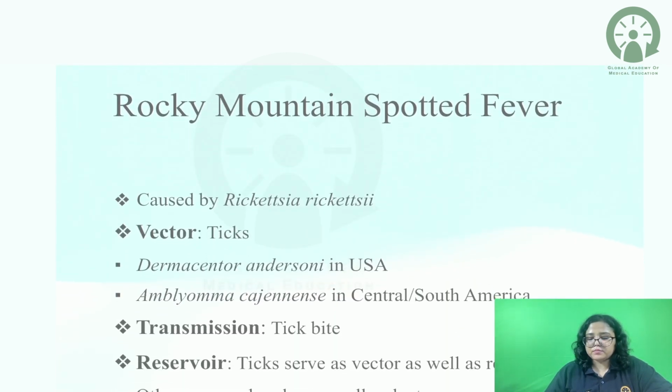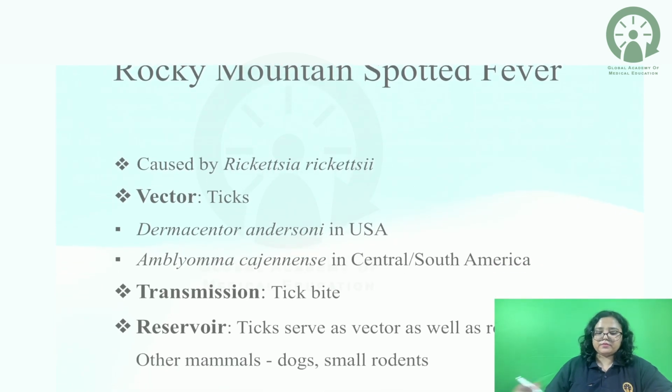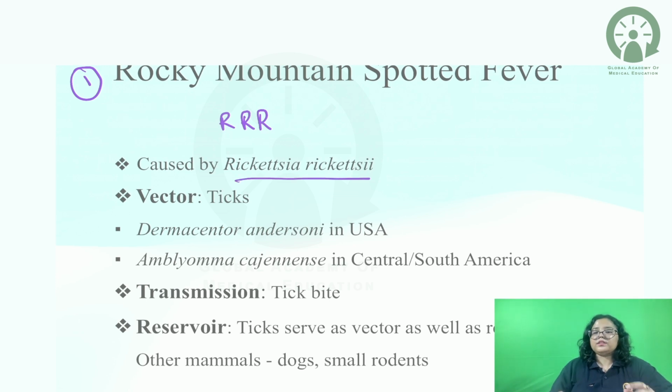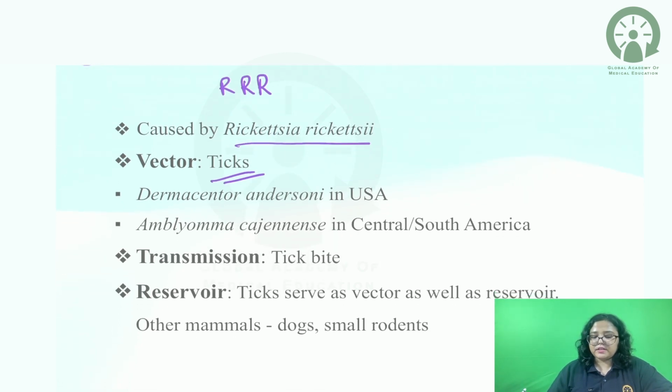Now we are coming to the spotted fever group. In the spotted fever group, the first is Rocky Mountain spotted fever, and here also the mnemonic is RRR. Rocky Mountain spotted fever is caused by Rickettsia rickettsii. All the spotted fever group, I told you, have the vector tick, except Rickettsia akari, which causes rickettsialpox, transmitted by gamasid mites. Here the vector is tick. In the USA it occurs, and we are fortunate that this does not occur in our country.